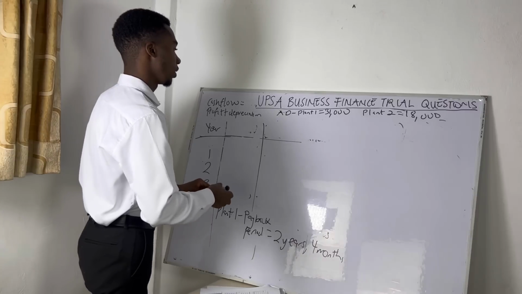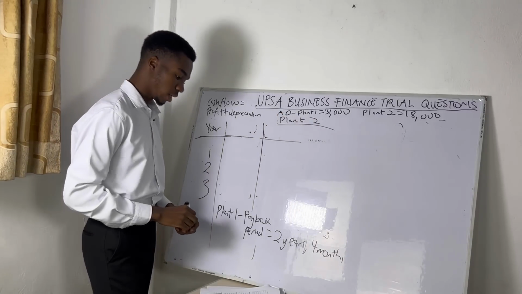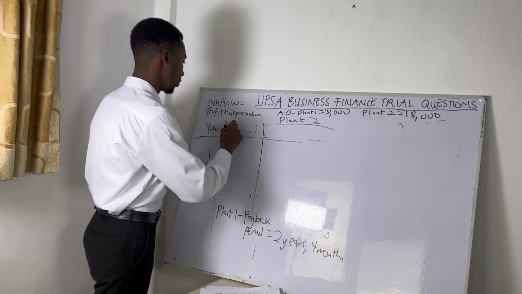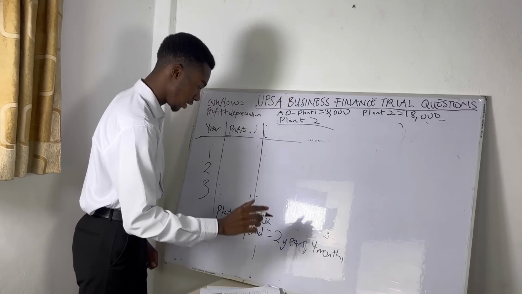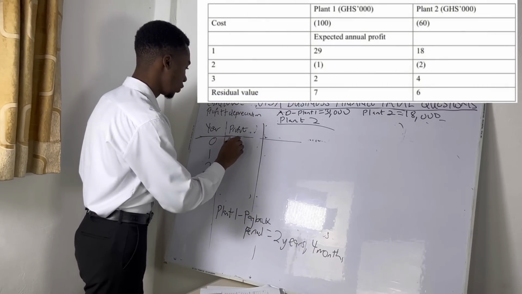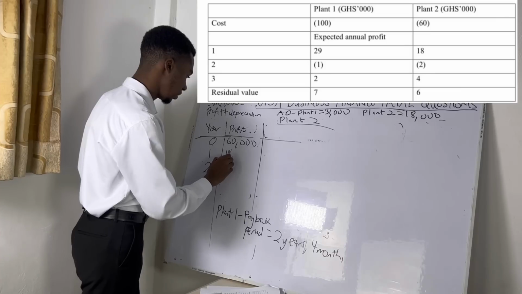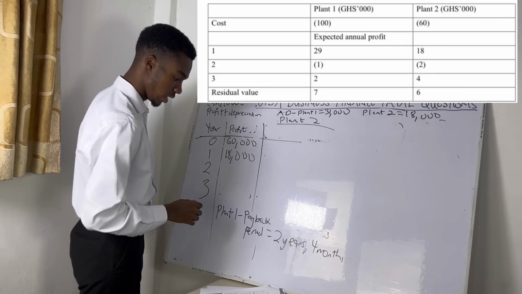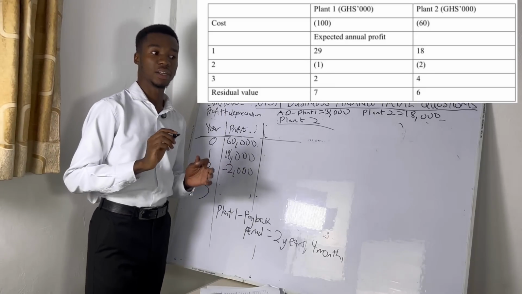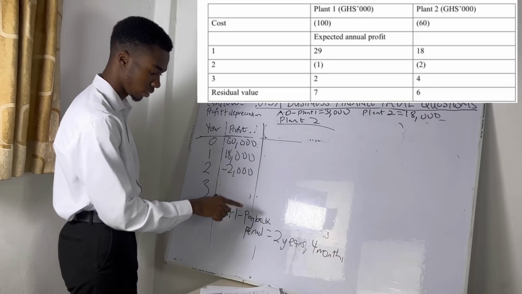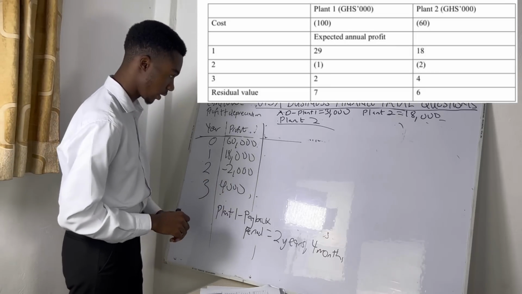Say yes. So this one is for plant 2. Let me write it here so that you guys see it. For plant 2, we have the annual profits. At year 0, you have 60,000, which is how much you invested. Then year 1, we got 18,000 cedis. Then year 2, we got a loss, which was -2,000. Anytime you see anything in brackets, it means it was a loss. Then year 3, you got 4,000. So these are the profits.